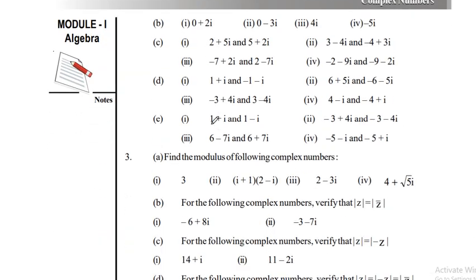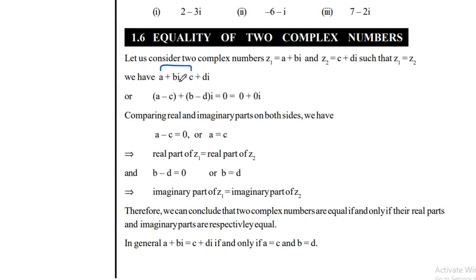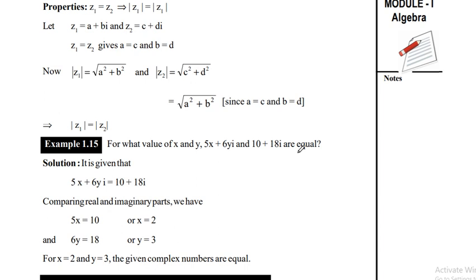The next thing is equality of two complex numbers. If two complex numbers are the same, then the corresponding numbers should be the same. If A is equal to C and B is equal to D, then we say that these complex numbers are equal. So the real part is equal to the real part, and the imaginary part is equal to the imaginary part. Then the two complex numbers are equal.